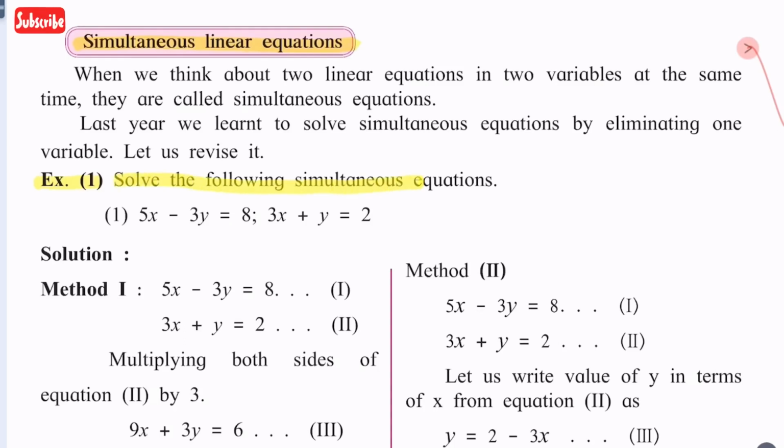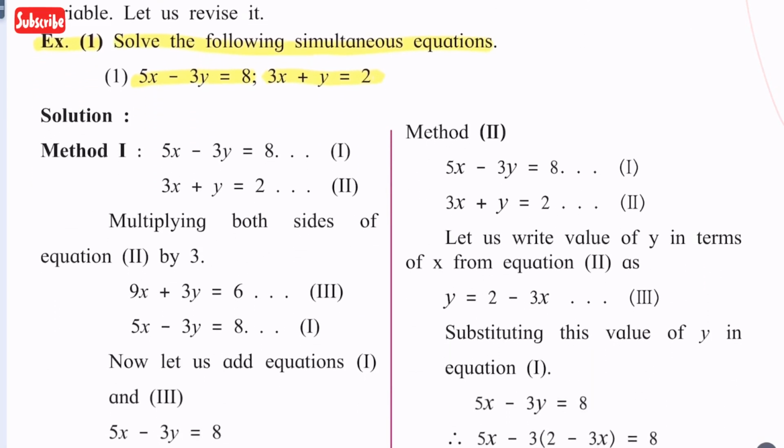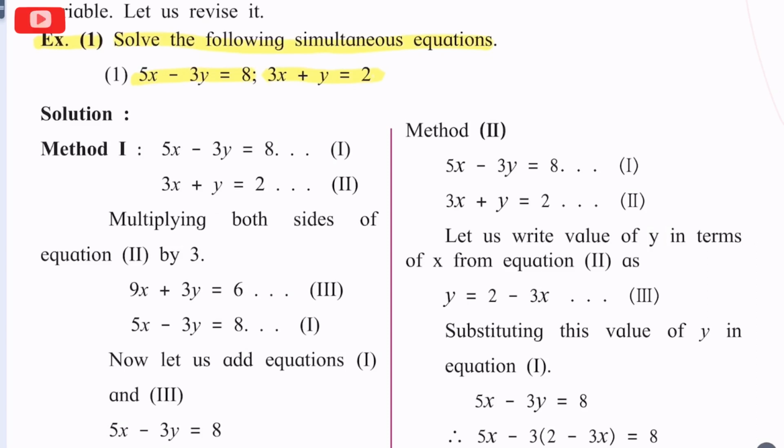Solve the following simultaneous equations. 5x minus 3y equals 8, 3x plus y equal to 2. Now here there are two methods. First, we make the coefficients of one of the variables, either x or y, the same, and then adding or subtracting the obtained equations, we can get the values of x and y. In the second method, we substitute the value of one of the variables in another one to get the answer for one variable. Then we substitute for that variable in the second equation to get the answer. Let us see how it works.